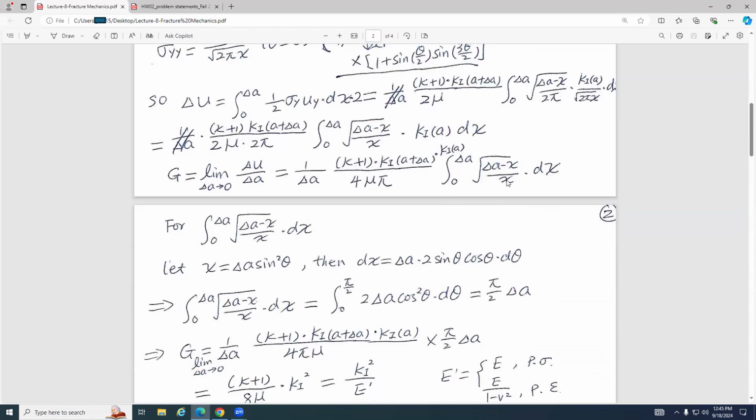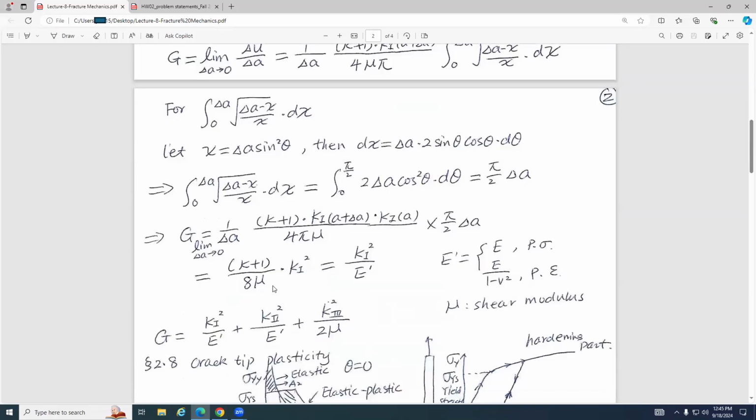It's hard, right? But we can do some manipulation. Just let x equals delta sigma sin square theta, and then dx equals this, and we just plug in, and we can convert this one to a sine function, the integrand. And finally, as delta A goes to 0, we can have this part. So this is very beautiful.